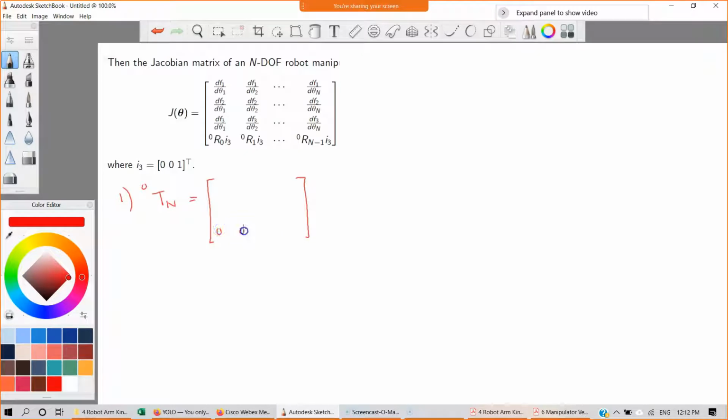You have here, we always have 0, 0, 0, 1. So here we have the 3 by 3 Rn0. So this is F1, F2, F3. Okay, so you need to compute this. You need to have this in order to compute dF1 over d theta 1 and so on. So you need to have Tn0. And look at this: R00 is always identity, like I told you earlier. The rotation matrix of coordinate frame 0 with respect to itself is identity.